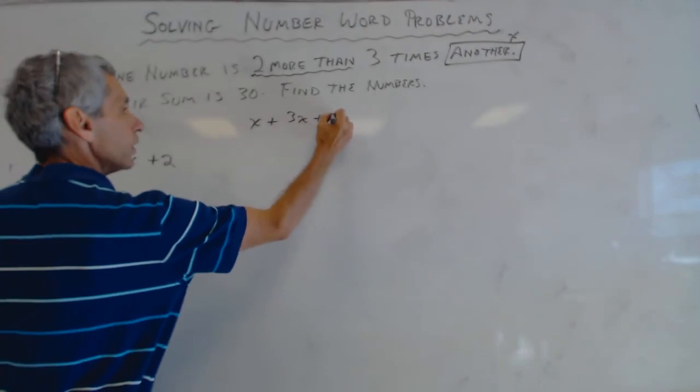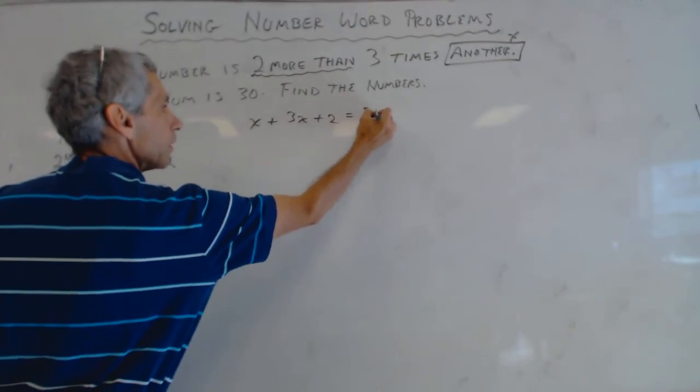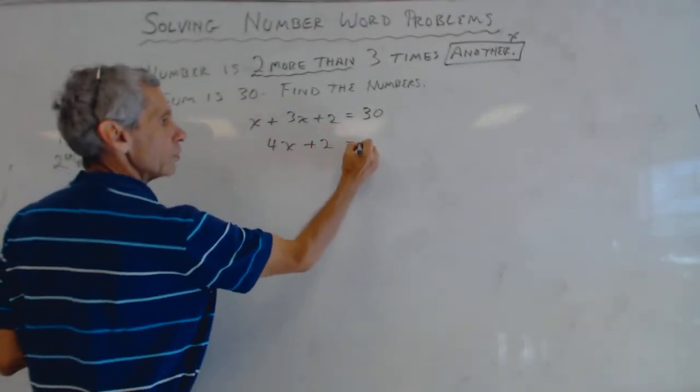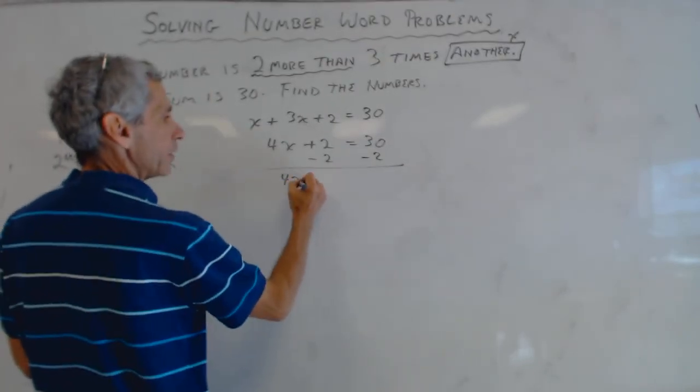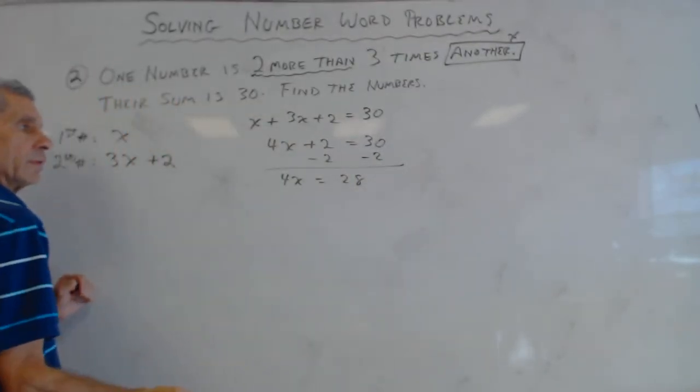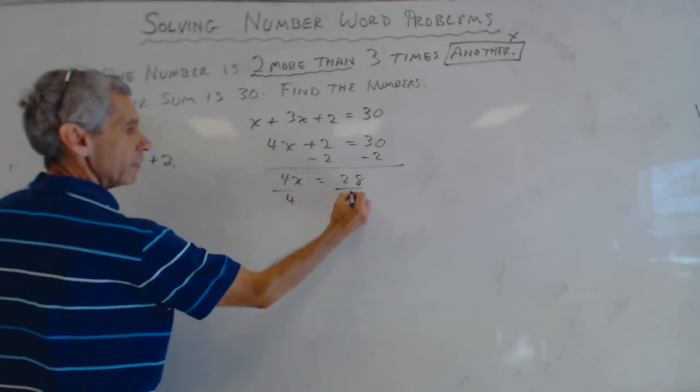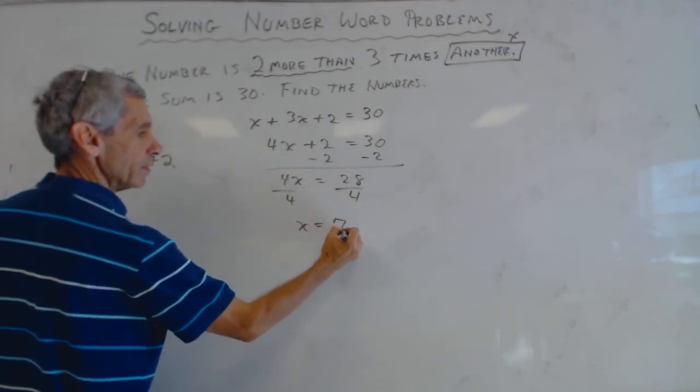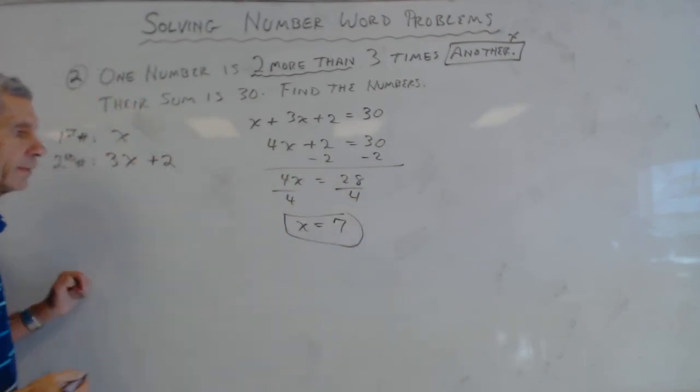Okay, and then it says their sum is 30. So x plus 3x plus 2 equals 30, right? Add the like terms. x plus 3x is 4x, plus 2 equals 30. What do I do now? Minus 2, minus 2. 4x equals 28. Now what? Divide by 4. Okay, x equals 7. And I'm done, right?